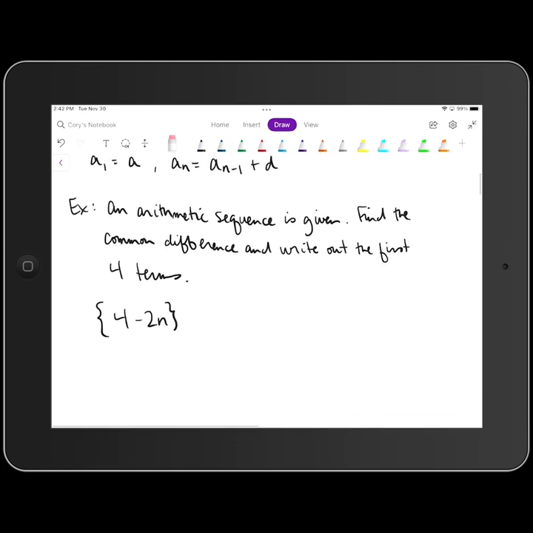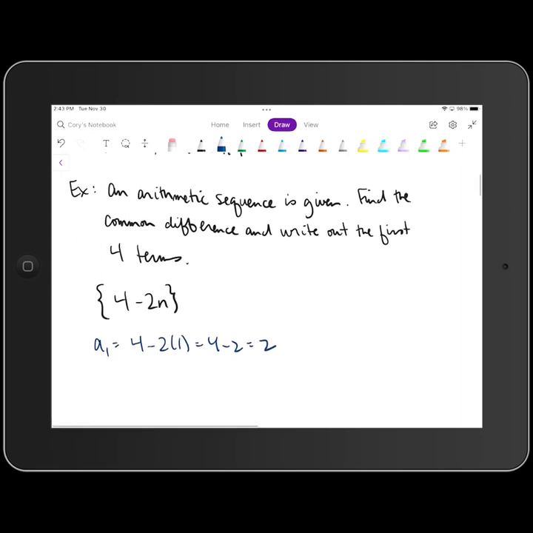Okay, so let's get into some examples involving arithmetic sequences. The directions here say that an arithmetic sequence is given, and then we're asked to find the common difference d and write out the first four terms. So this arithmetic sequence is defined by the formula 4 minus 2n. If we want to figure out the first term in the sequence, a sub 1, we're going to plug 1 in the place of n in that formula. So that's going to be 4 minus 2 times 1, which is 4 minus 2. So that first term is going to be 2.